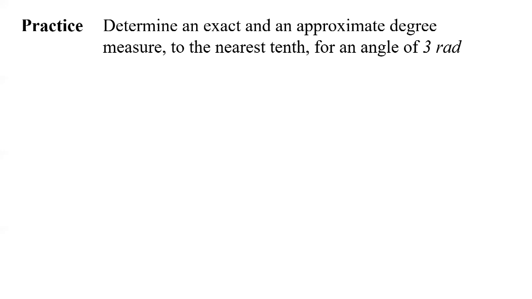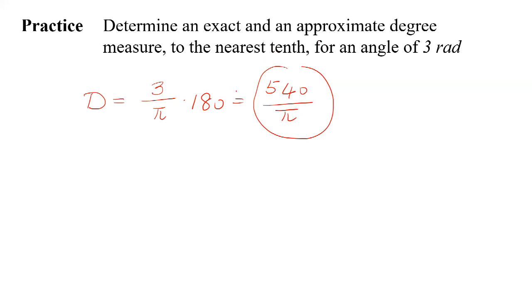All right, let's have a look at how we can do this. You can use a conversion equation to convert the radian measure to degree measure, right? So this time we have 3 radians. So degree measure equals 3 radians over pi times 180, which is 540 over pi, right? And this is an exact measure.